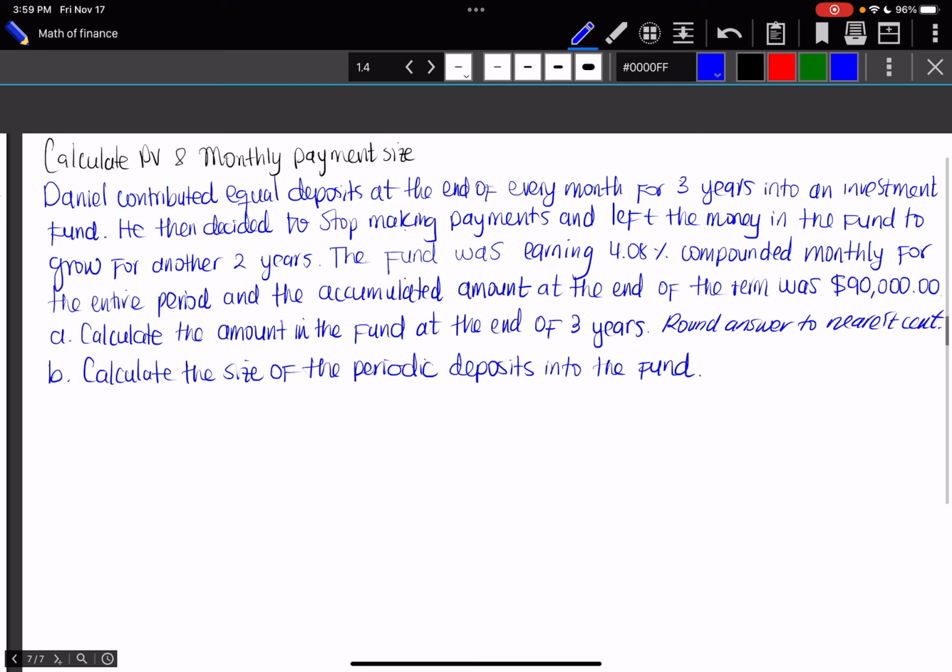We need to do two things. First, we need to calculate the amount in the fund at the end of 3 years. And second, we need to calculate the size of the periodic deposits into the fund. And we need to round answers to the nearest cent.